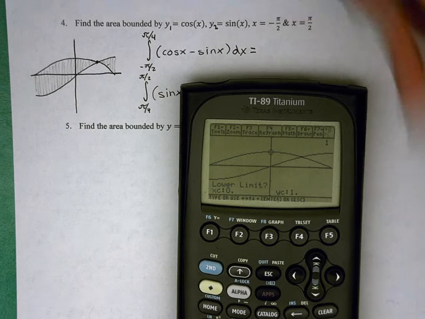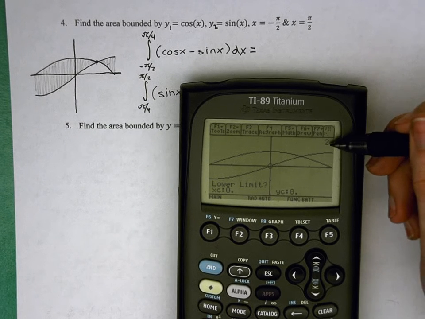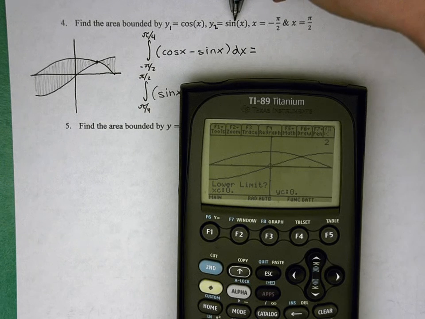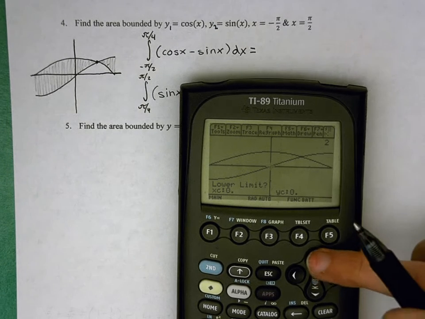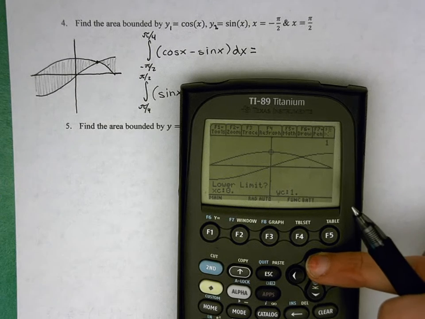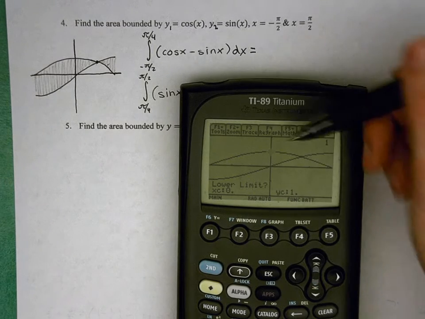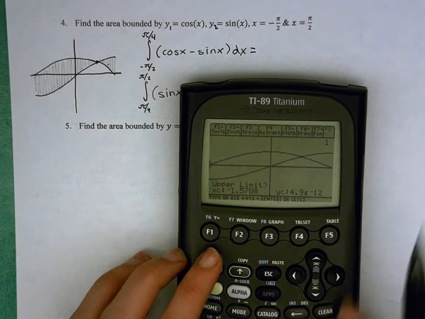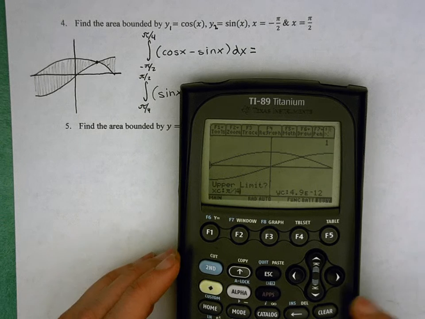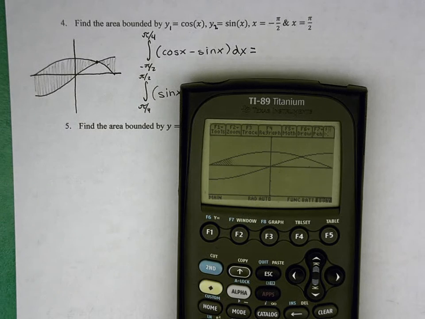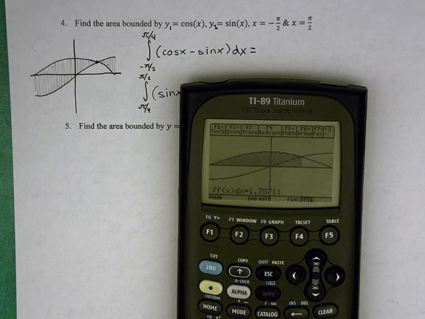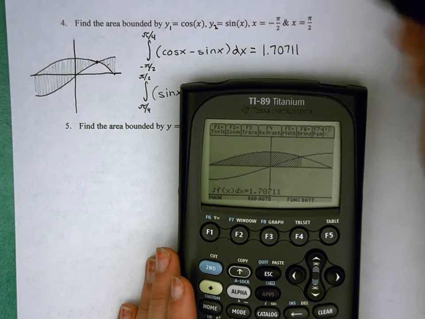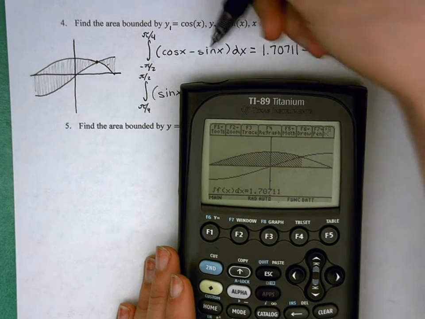If it had shown 2, then our calculator would be calculating the integral of sine, and we don't want that, we want cosine, and so then we just hit our up or down arrows to get it to say 1. And so then they want lower limit, which is our -pi over 2, and upper limit, which is pi over 4, and it will calculate that integral for you, which is 1.70711.